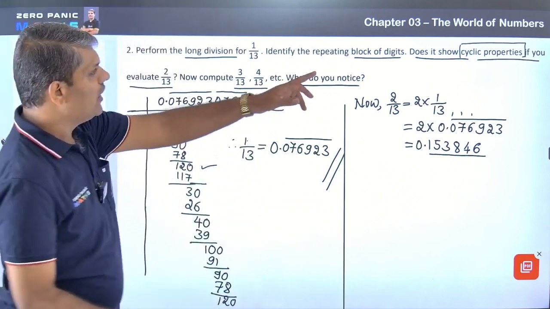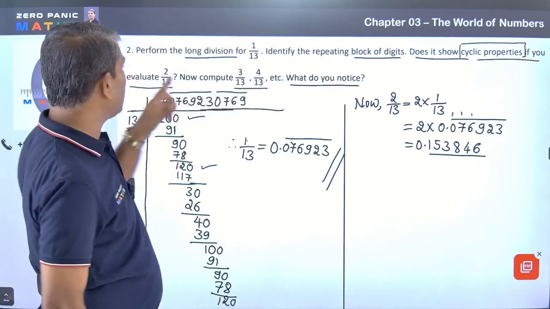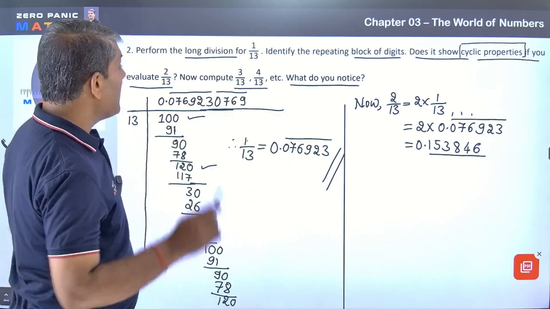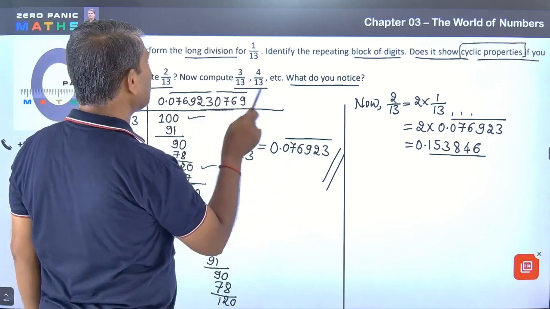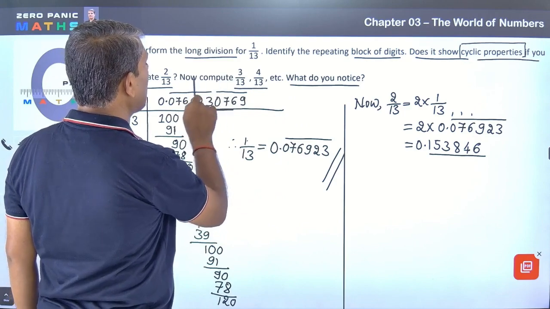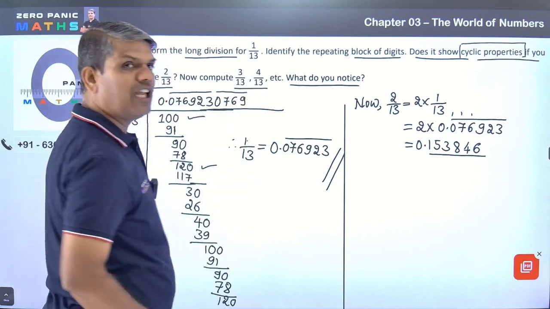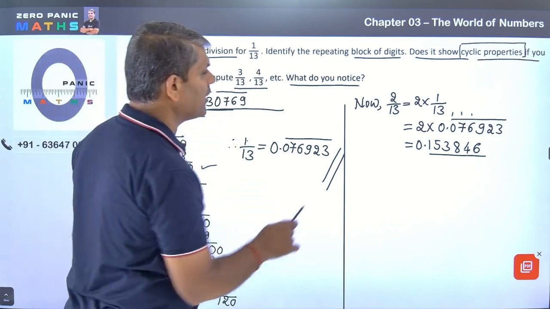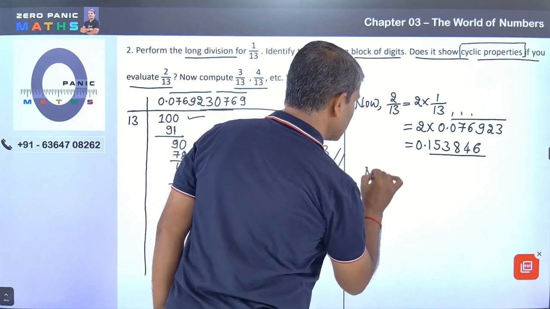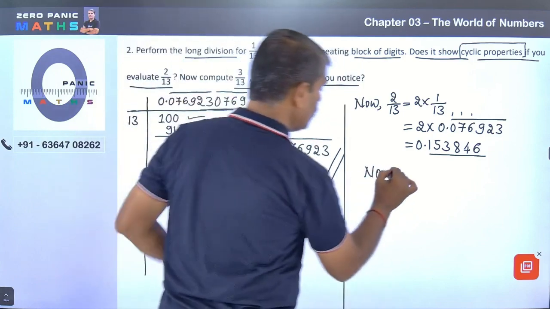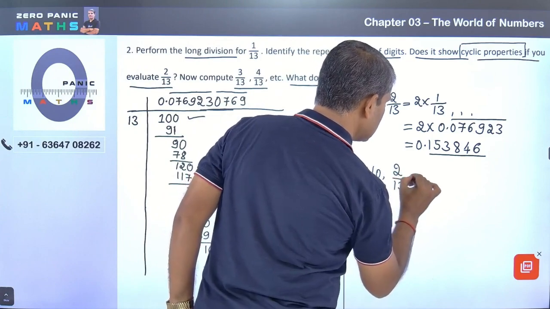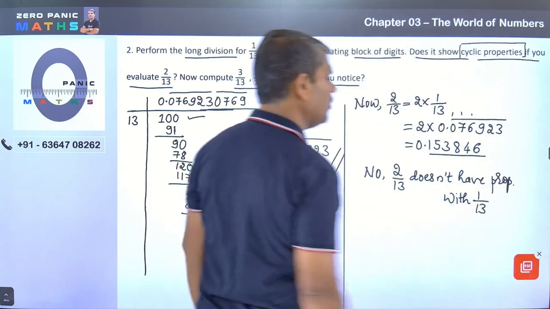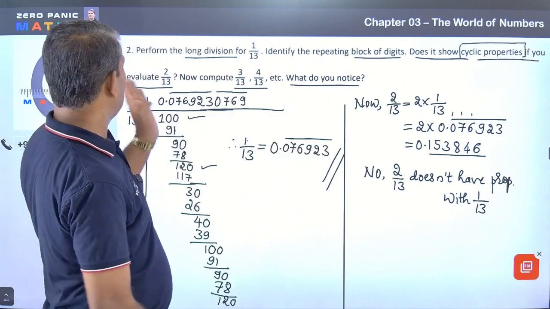That is the answer to the second question. Does it show the cyclic property? No, it does not show the cyclic property with 1 by 13. Now you will come to know what exactly is cyclic property, because when you calculate 3 by 13 and 4 by 13, you are going to get the result as cyclic properties only. You will come to know that, but let us first write the answer to this. No, 2 by 13 does not show it with 1 by 13, or whatever way you want to answer, you can answer it.